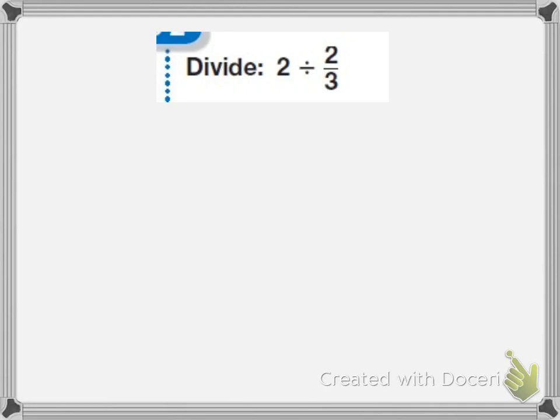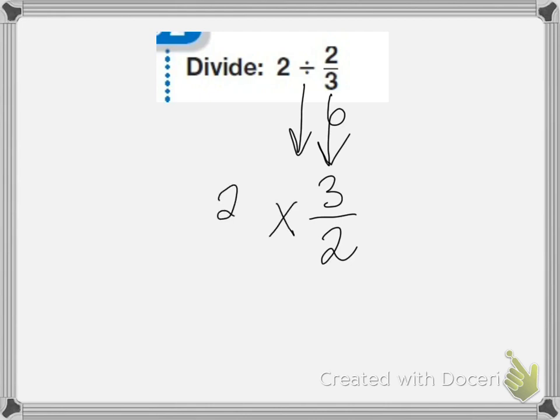This problem wants me to divide 2 divided by 2/3. Again, I need to figure out how many 2/3 there are in 1. And I do that by taking the second number and switching the numerator and denominator. I get 3/2. I change the division symbol to a multiplication symbol. And I bring the 2 down. I need to change the 2 into a fraction, so it's going to become 2/1.